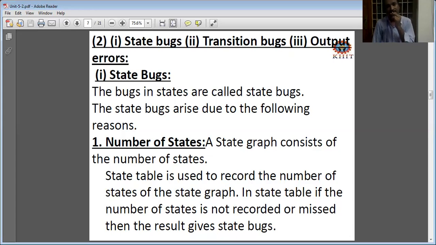So a state graph consists of a number of states, and the state table is used to record the number of states of the state graph. If the number of states is not recorded, or if states are missed, then the result gives state bugs.